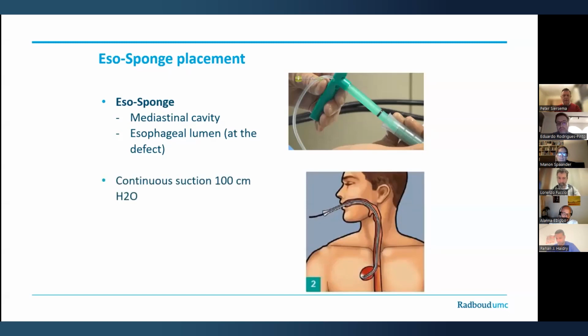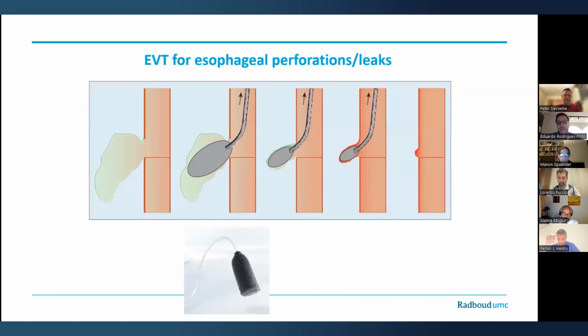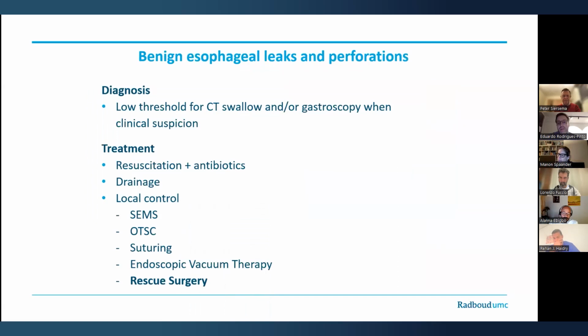Continuous suction, 100 centimeter water, and finally it should be replaced, as the company says, and is also been seen in daily clinical practice, every 3 to 5 days. In the beginning more frequent, and later on a little bit less frequent. And usually in 2 or 3 weeks, very large defects have almost completely closed, like here in a drawing. So you see a large defect here, and then you see over time that the size is decreasing, and then finally there's a closure of the leak in the esophagus.